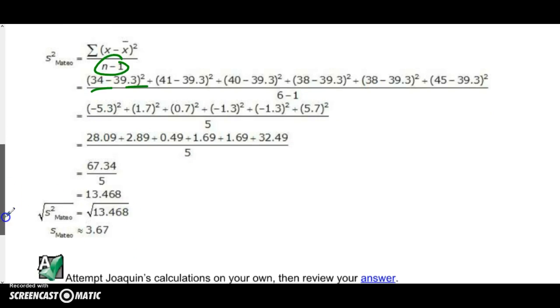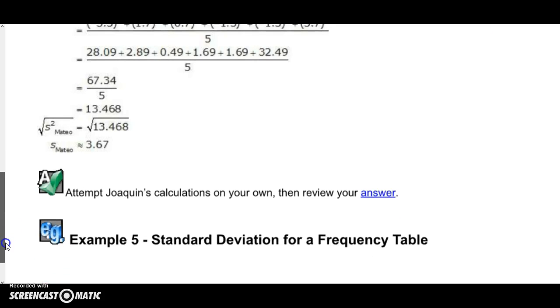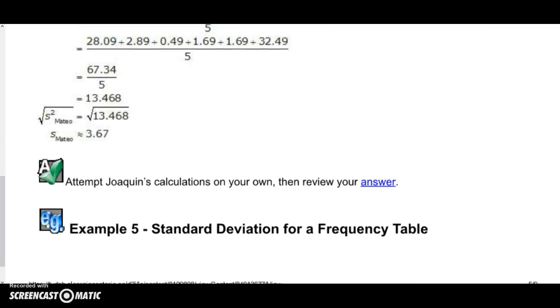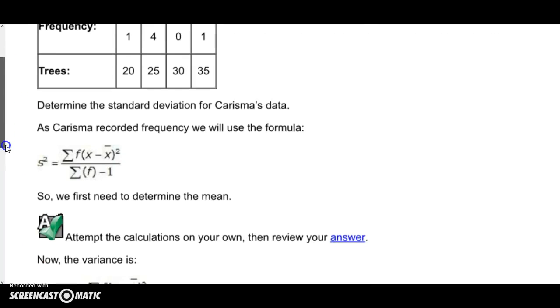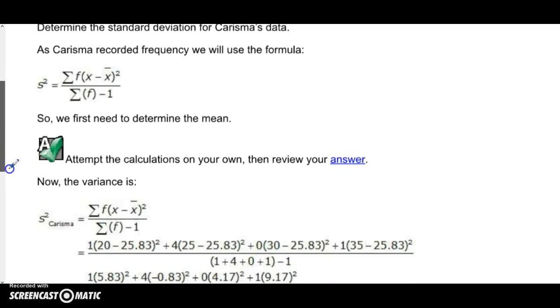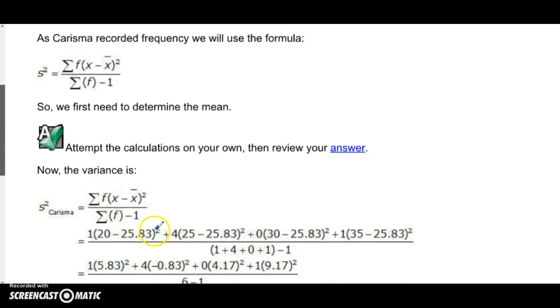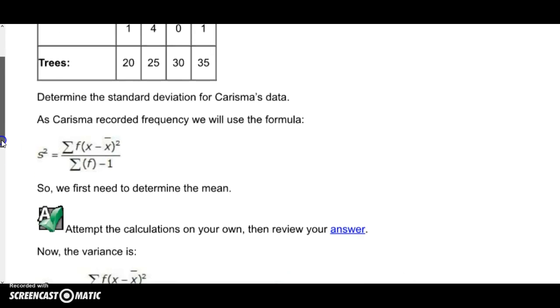So go over this, see if you get confused by that. It shouldn't be that difficult. Once you get frequency tables, it gets a little more annoying, to tell you the truth, okay? So you find out the mean, and then you find out the variance this way. Now, where it gets annoying kind of is, this isn't that bad actually.